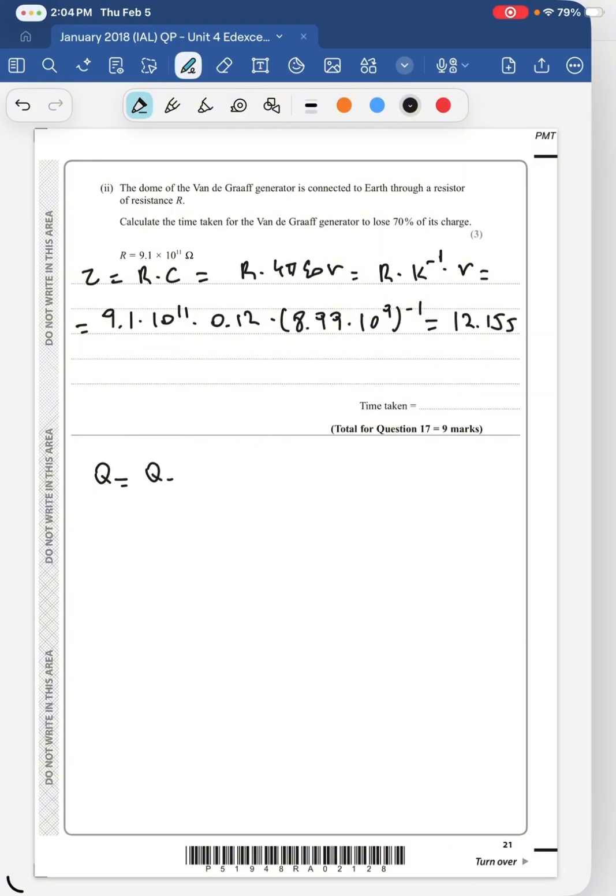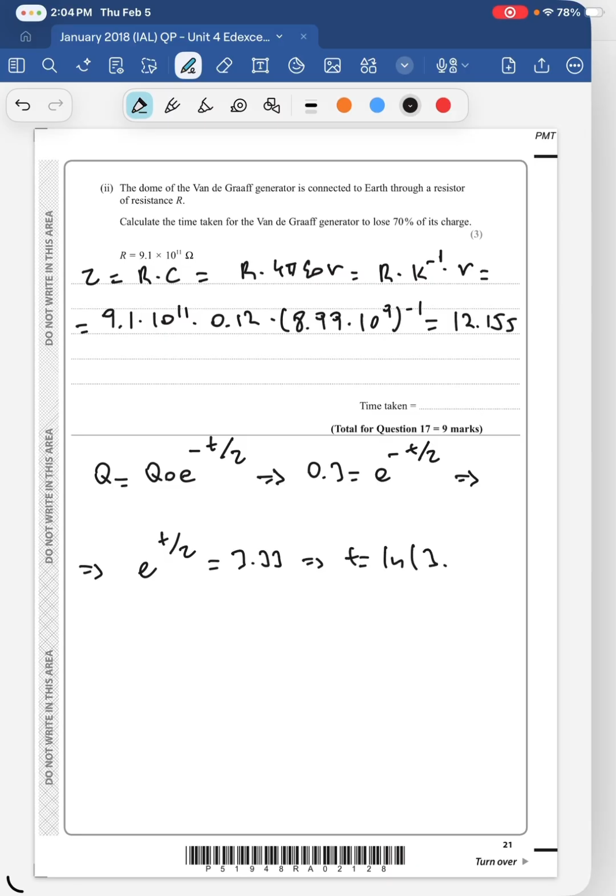Now we can use the exponential decay law for the loss of charge in the capacitor. So Q is Q naught e to the minus t over tau. We need to lose 70%, therefore 30% will be remaining. So 0.3 is e to the minus t over tau. So we have that e to the t over tau is 3.33, and t is then ln of 3.33 times 12.15 seconds. Therefore, 14.6 seconds will pass.